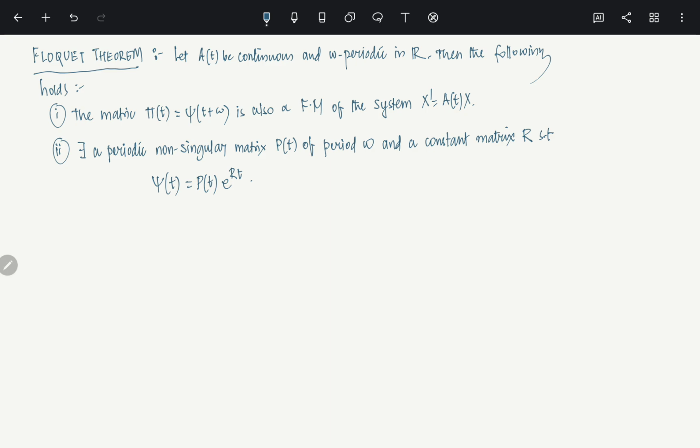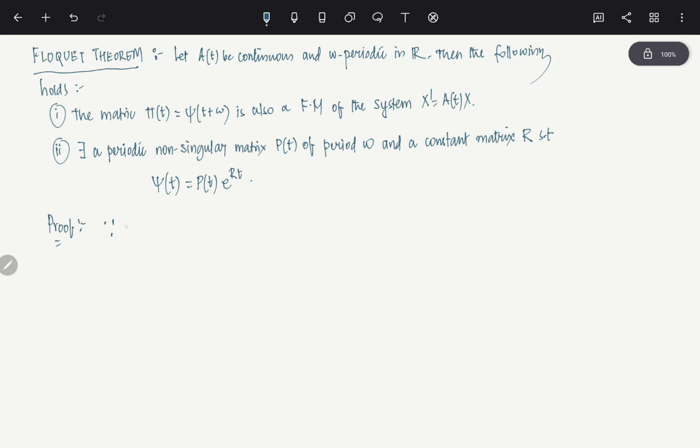So you see what is the proof? And what is the speciality of P of t? P of t will be a W periodic matrix, and R will be a constant matrix. So you can write it as e power Rt, which is like a constant matrix times t. So basically you can calculate e power Rt, and then P of t will be a non-singular matrix which is W periodic. Okay. So what is the proof?